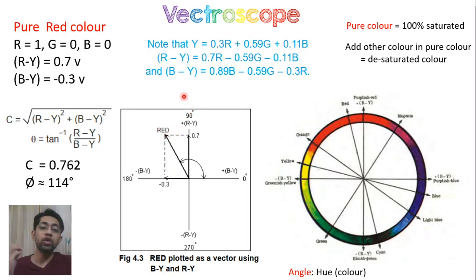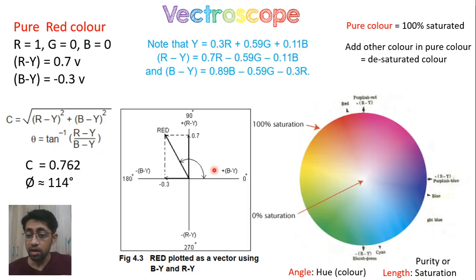Now if you add too much white, so let us assume that your pure red color becomes totally white, at that time you can see that R minus Y and B minus Y will be zero, because in white, VR, VG and VB are all one. If you put VR, VG, VB as 1, 1, 1, these two equations become zero. As a result, the length of the vector becomes zero. So we can say that the length of the vector represents the saturation of your color, how pure your color is.